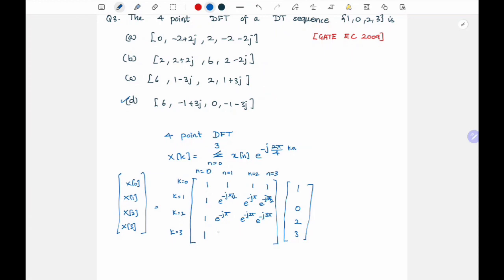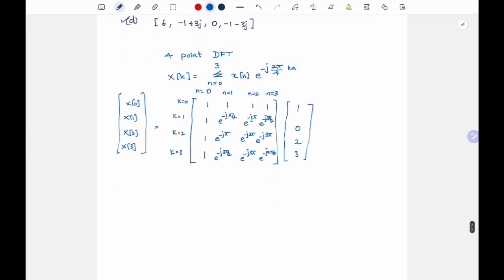Again, for k equal to 3, what will I have? e power minus j 3 pi by 2, e power minus j 3 pi, e power minus j 9 pi by 2. So you may wonder how I am writing fast. Because I have k equal to 1 here, I just multiply it with 2 to get this. And again I take this and multiply with 3 to get this. Okay. So now if you have to simplify this.